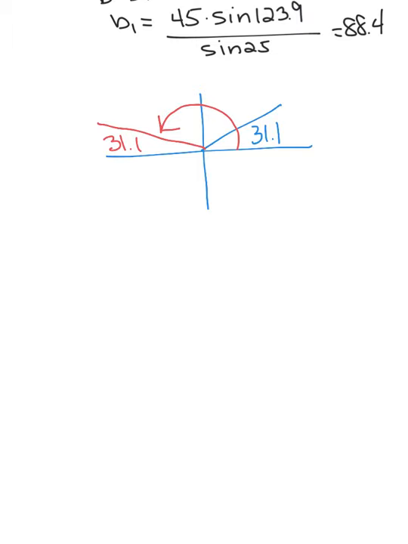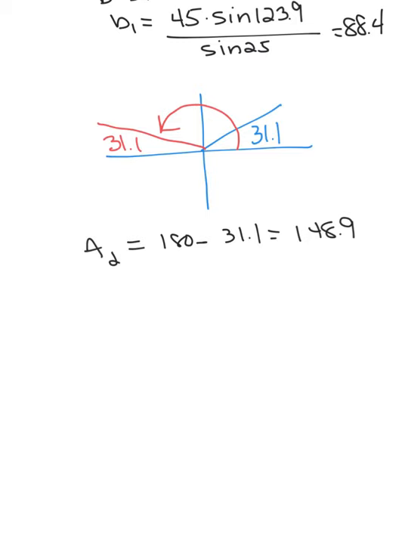So our possible A2 is to take 180 minus the 31.1 that we found for A sub 1. If we do that, we get 148.9. So our obtuse possibility is the 148.9.